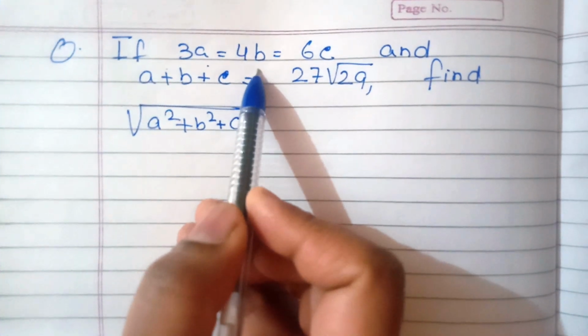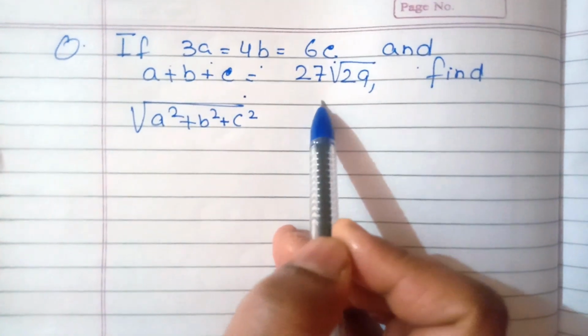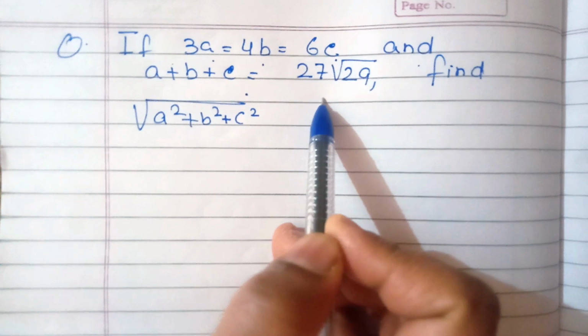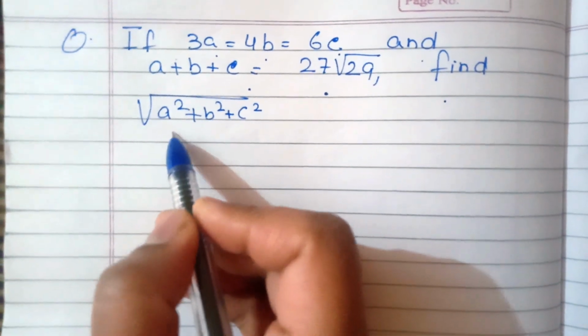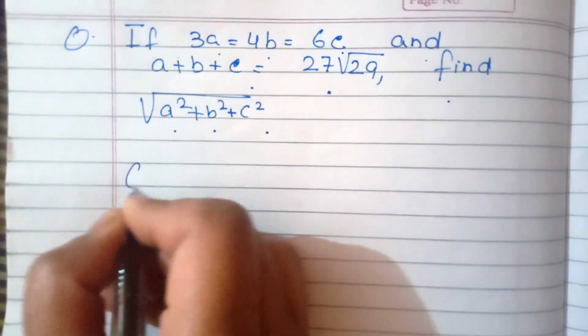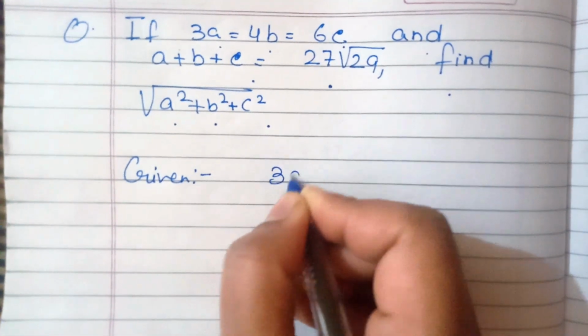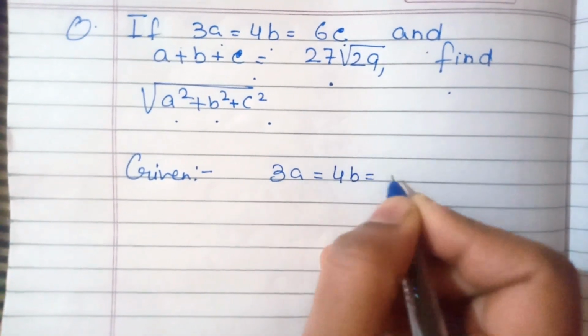Then 3a is equal to 4b is equal to 6c, and a plus b plus c is equal to 27 under root 29. Then we have to find the value of a square plus b square plus c square. So how to solve it? Let's see. We have been given 3a is equal to 4b is equal to 6c.